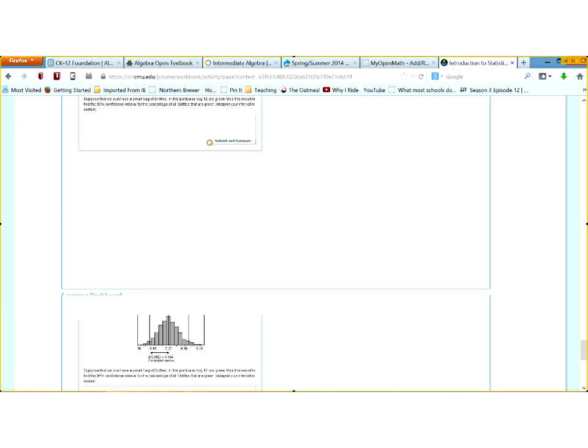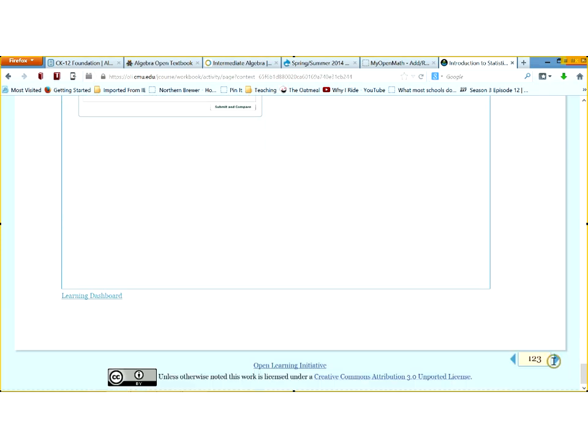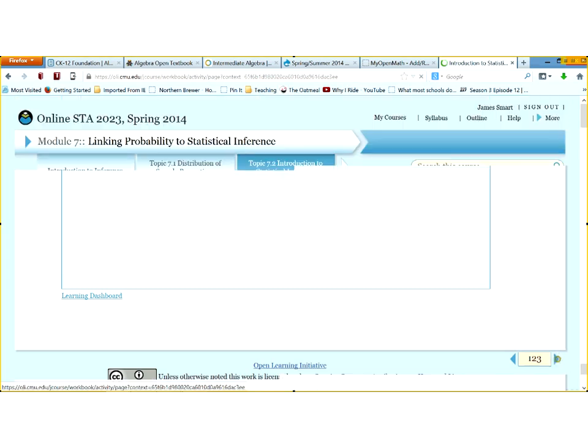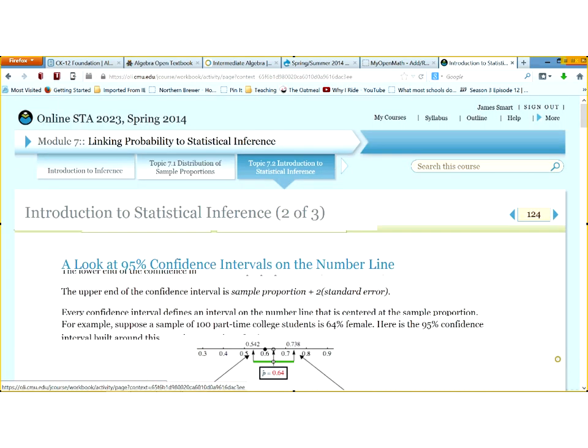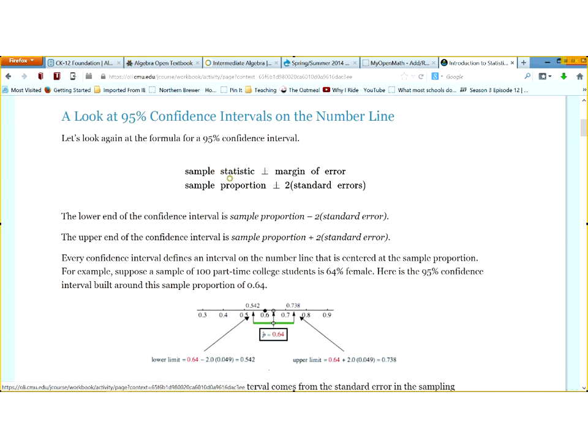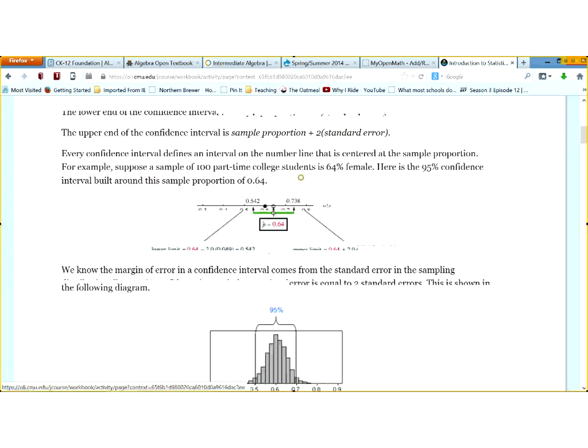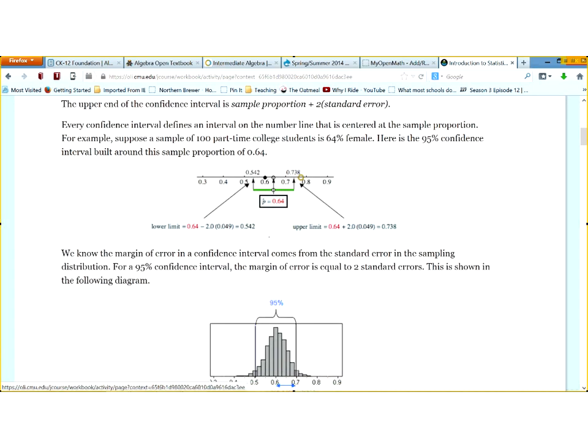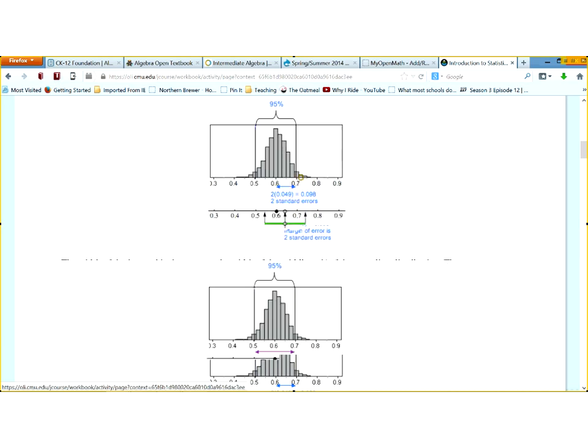All right. Moving forward. So now they do it on a number line. But basically, you take your sample statistic plus or minus your margin of error. In the case of the sample proportion, it's the sample proportion plus or minus 2 standard errors. And if you put that on a number line and put a whole bunch of them, 95% of the time it will capture the population proportion.